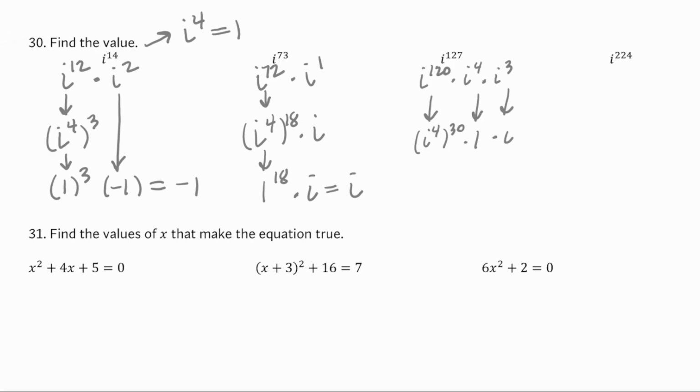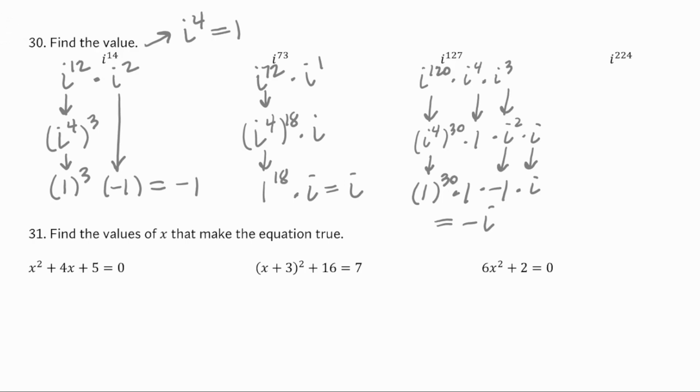i to the 3 is i squared times i. Okay, just keep breaking it down, right? This is going to be 1 to the 30th times 1 times, that's going to be a negative 1, and that's going to be an i. So in total, I've got negative 1 times i is equal to negative i.